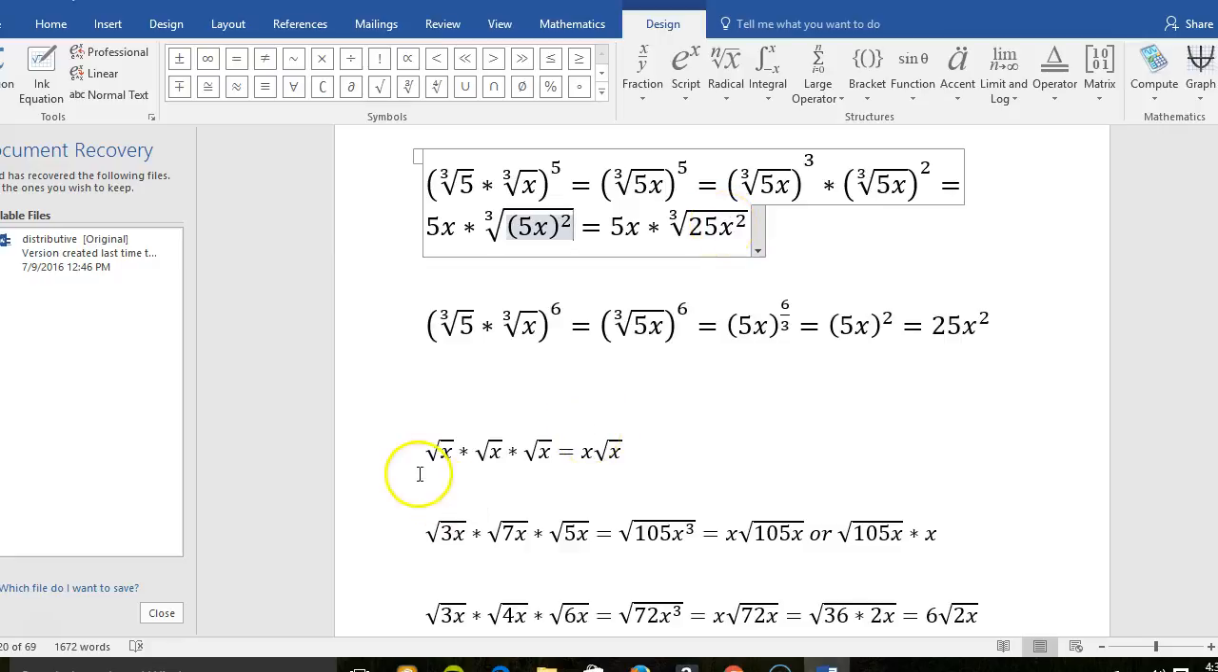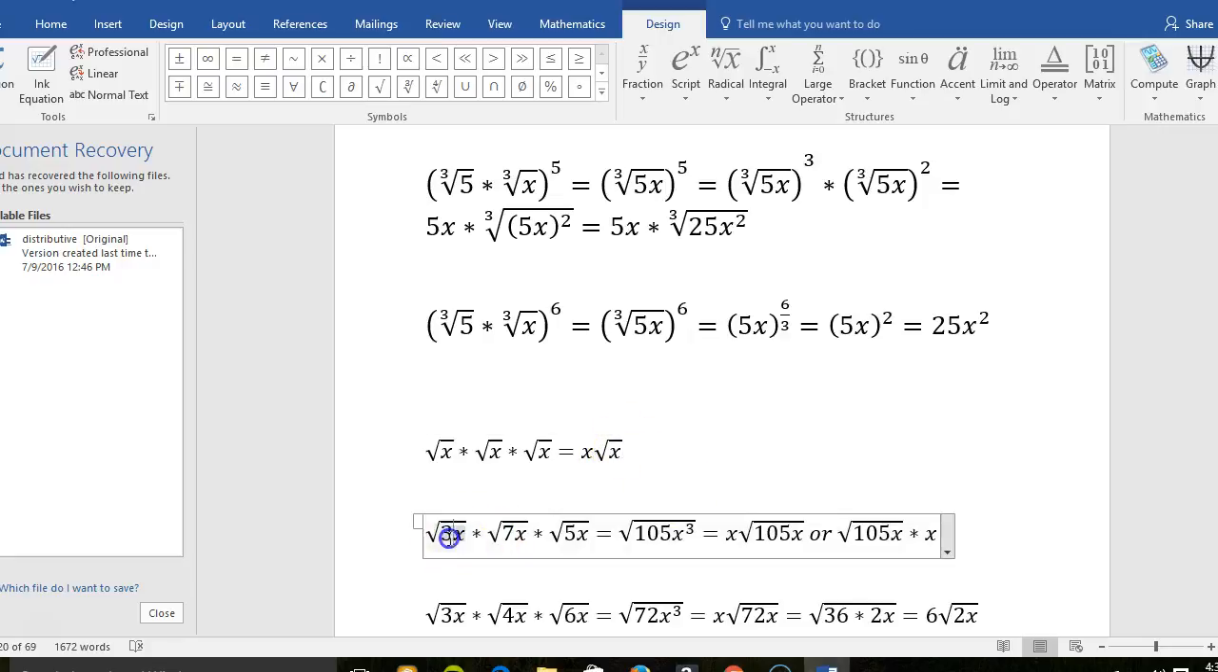Now let's just go down here. Let me do a recap. The square root of x times the square root of x times the square root of x. These two square roots of x just make x. We're assuming all variables positive. So that's just x radical x, okay? So there's that.